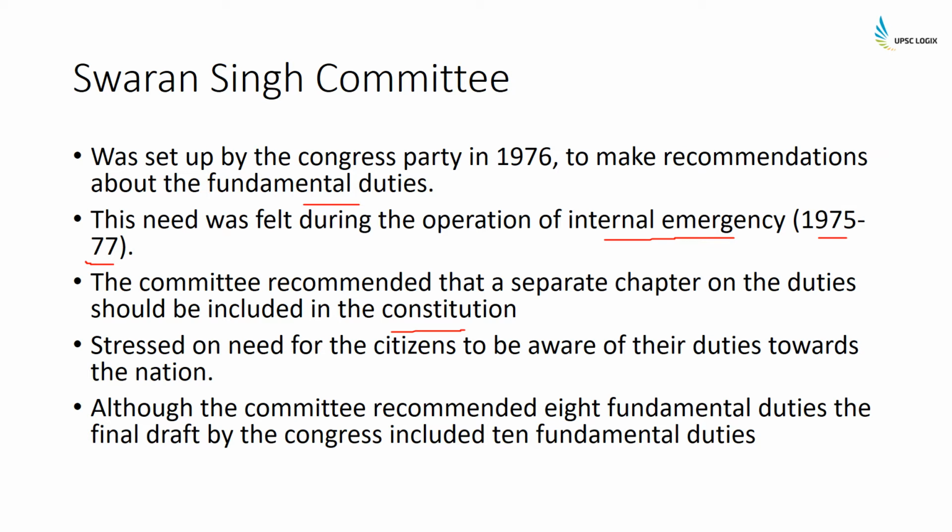Although the committee recommended 8 fundamental duties, the final draft by the Congress included 10 fundamental duties. They dropped 3 of the fundamental duties recommended by the Swaran Singh Committee and added 5 others, and gave India a list of 10 fundamental duties to be followed by all its citizens.